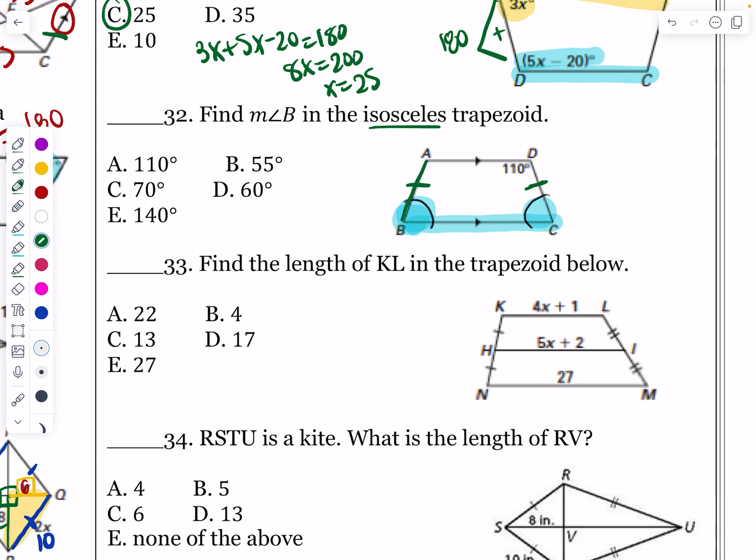These green legs are going to be congruent. And that also means that the ones that sit on the same base are going to be congruent to each other. So these 2 red ones, A and D, are going to be congruent. The 2 black ones are going to be congruent. And so if this is 110, this piece is 110 as well.